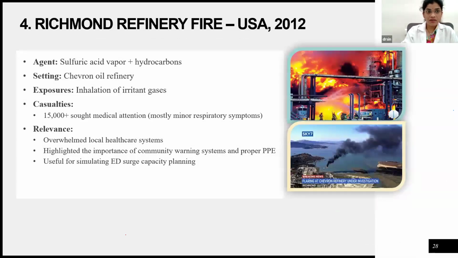Coming to the next case, the Richmond refinery fire, which happened in the USA in the year 2012 again. This happened due to the agent sulfuric acid vapor with hydrocarbons, in the setting of a Chevron oil refinery. The exposures were basically inhalation of irritant gases, and around 15,000-plus casualties sought medical attention, mostly for minor respiratory symptoms.